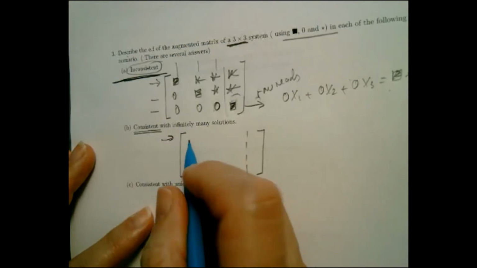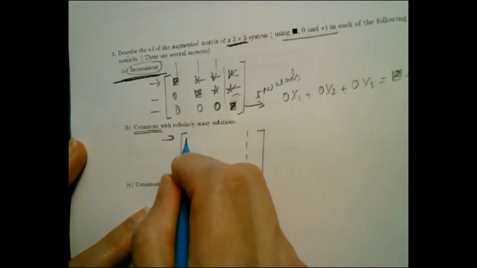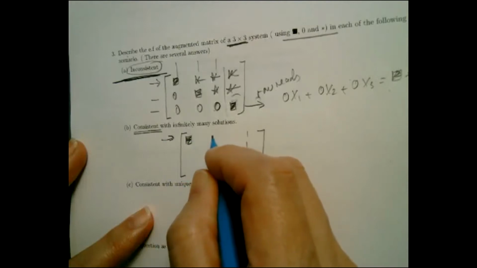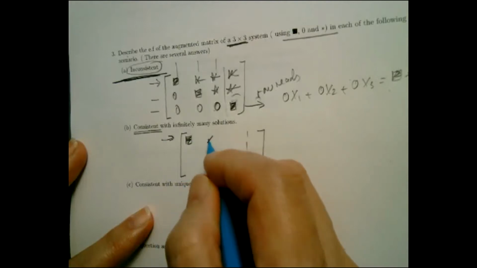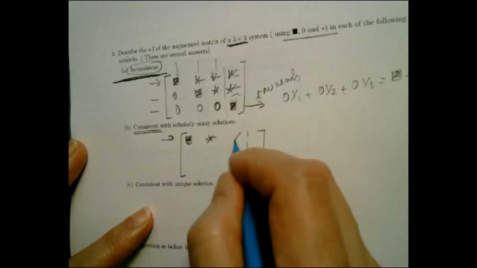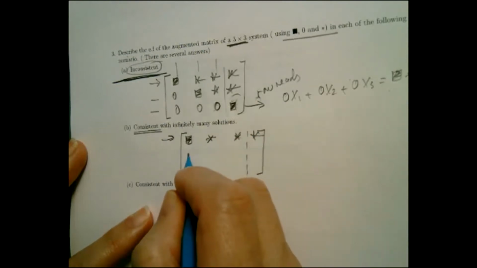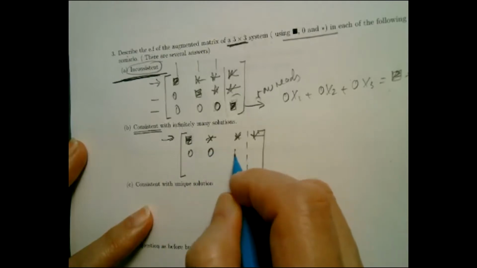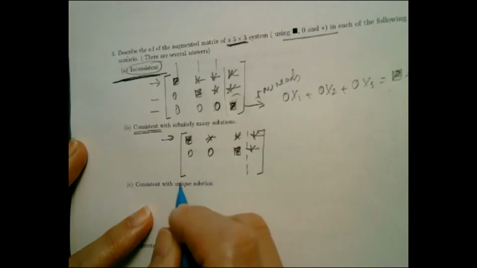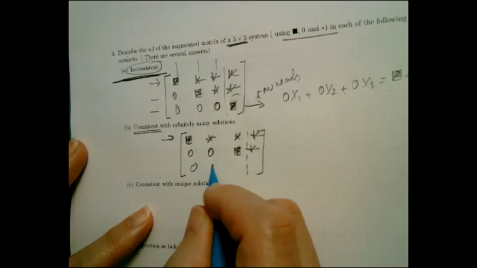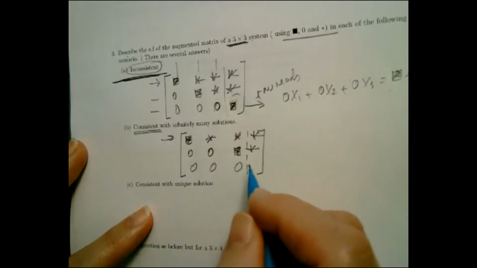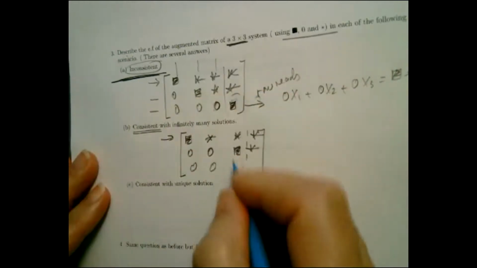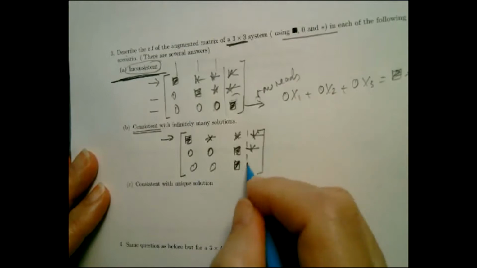So who can give me the first row very quickly? Square. Keep going. Another star. And then a star. 0, 0, leading, star, 0, 0, leading. Or sorry, the last 0 is supposed to be a leading. And then a 0.